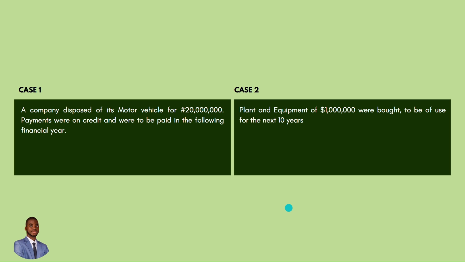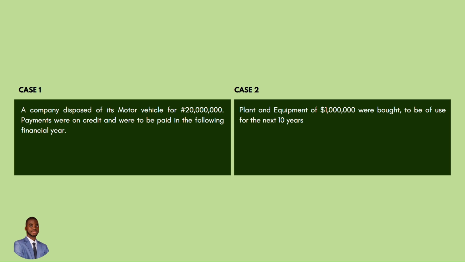Now we'll take it first under cash basis accounting. Even though payment is to be made in the following year, because we disposed of this on credit, meaning the company that we sold the motor vehicle to is owing us, the payment is not made instantaneously. So the year in which we are going to receive this actual 20 million, that's the year we are going to record the revenue, which is the following year. Let's assume this is 2026, then the next year is 2027. That is when we are going to record 20 million naira as our revenue.